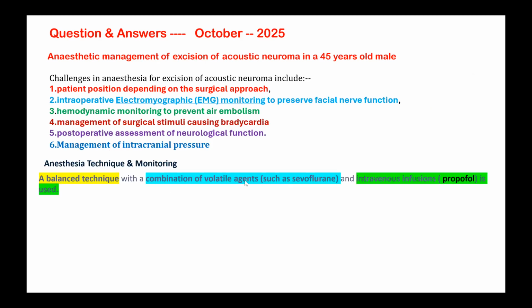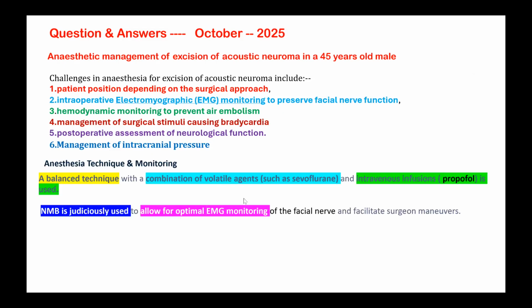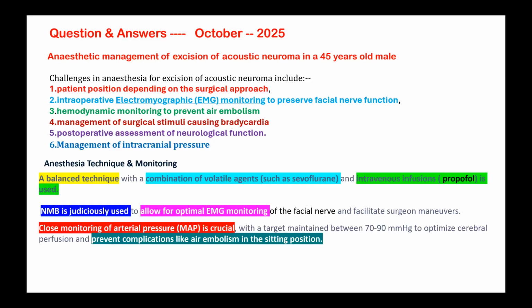And the anesthesia technique, usually a balanced anesthetic technique combined with a volatile and intravenous infusion of propofol is used. Neuromuscular blocking agents have to be used judiciously, especially if the surgeon wants to do neuromonitoring of the facial nerve and other nerves. And close monitoring of arterial pressure is very crucial with a target MAP of 70 to 90, so that the brain perfusion or the cerebral perfusion pressure is well maintained.